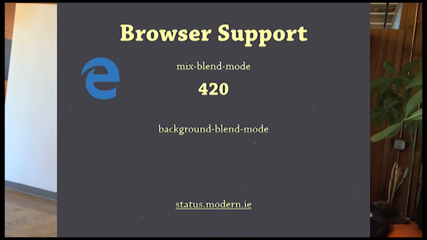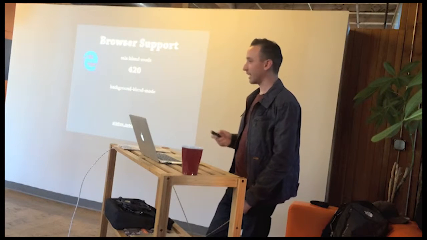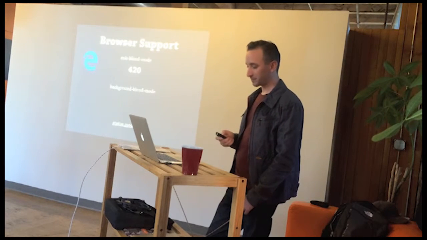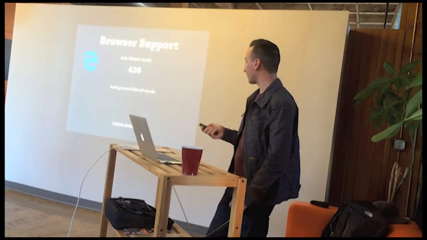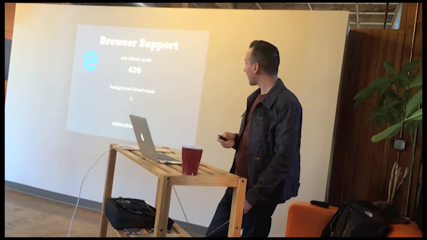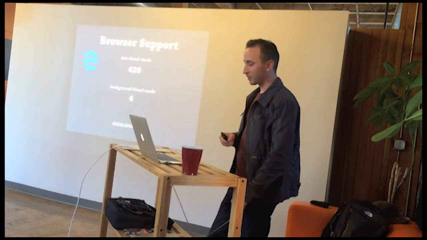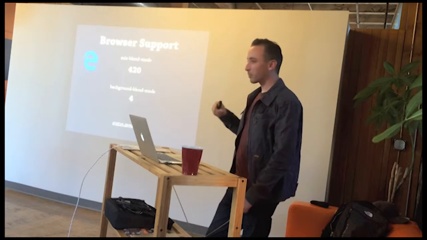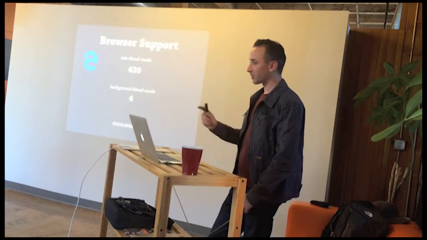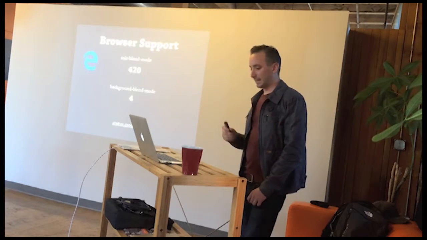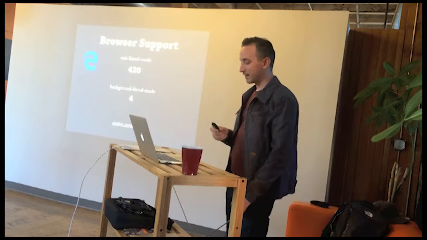It has 433 when I checked today, so it just gained 13 overnight, so that's great. I started the suggestion for background blend mode, and it had 4. However, again, overnight it's gone up to, I believe, 14, so it gained 10 votes. So that's pretty cool, but still pretty low numbers compared to everything else on there. So go there, status.modern.ie, and vote for adding these supports.